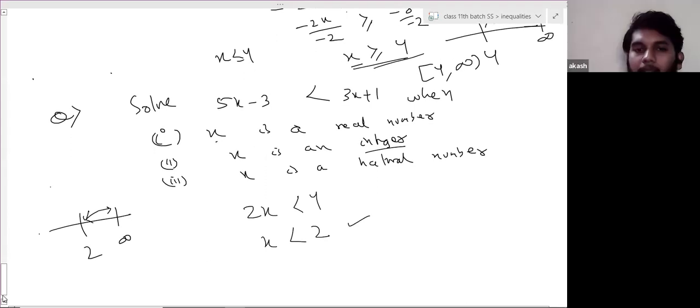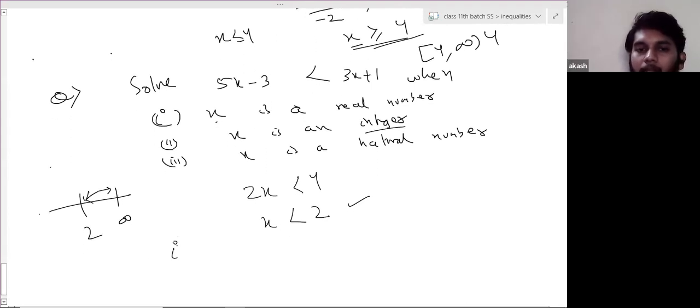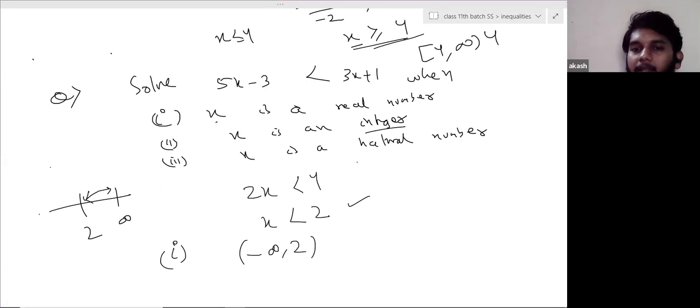Now we have to represent this in three parts. First we can easily say minus infinity to 2, open brackets on both sides. And Fahad, I hope this is clear, right? No issues in the first part. Yes, sir, it's correct.